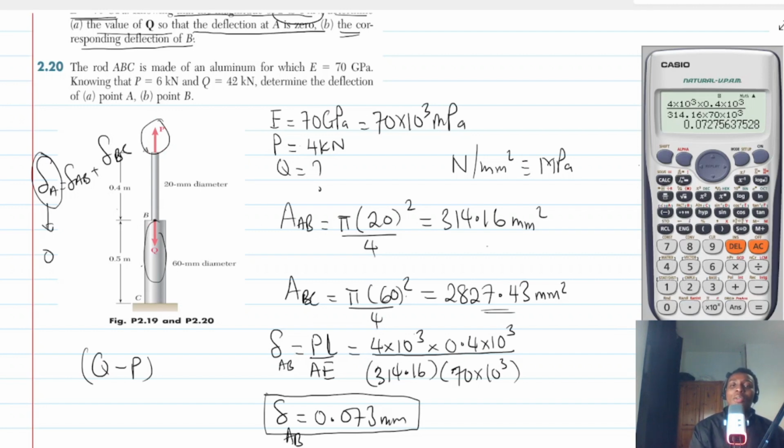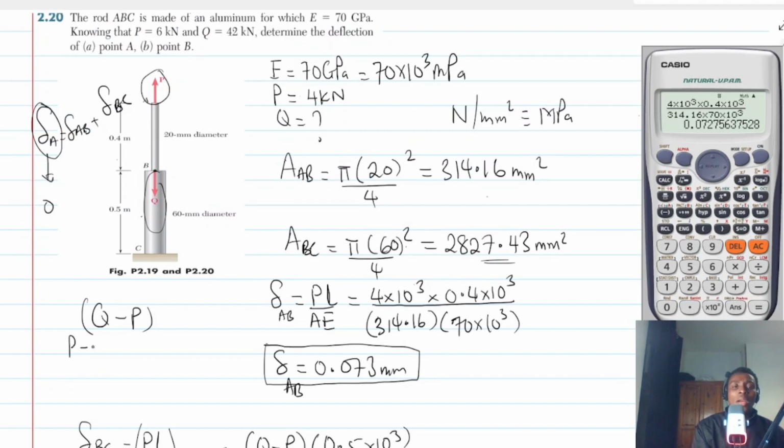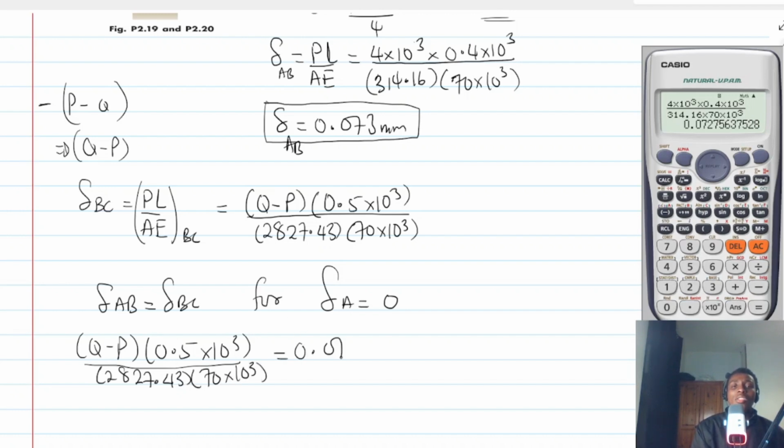All right. So based on that argument, we can say that our deflection in AB will be the same as the deflection of BC for the deflection at A to be 0. And that is the reason why I told you earlier that P minus Q is what we are supposed to get, but because this will undergo compression, we are negating it. So at the end of the day, it's just going to be Q minus P. From here, we can say that the deflection of BC, which is Q minus P, multiplied by 0.5 times 10 to the power 3, divided by 2827.43 multiplied by 70 times 10 to the power 3, will be the same as 0.073.